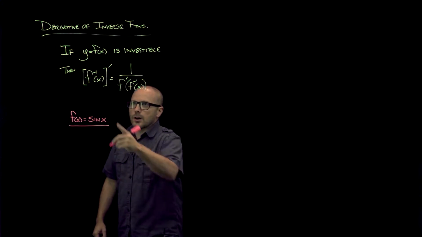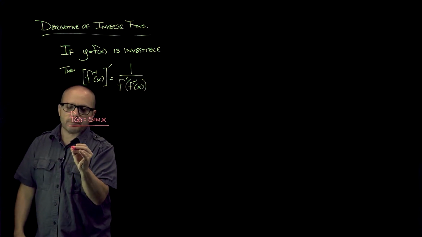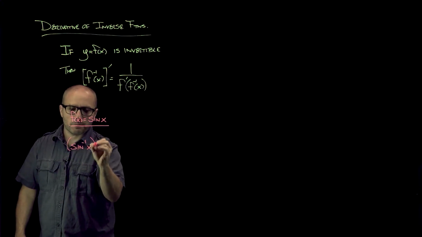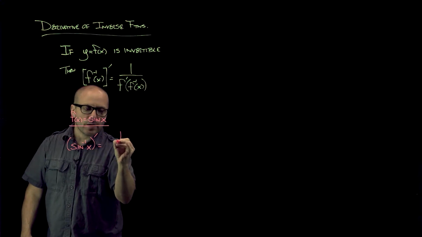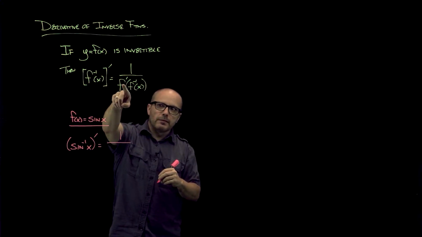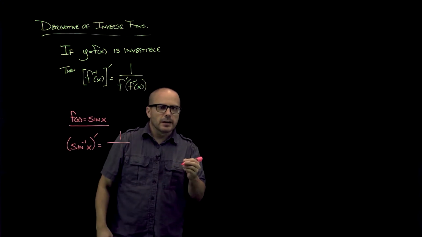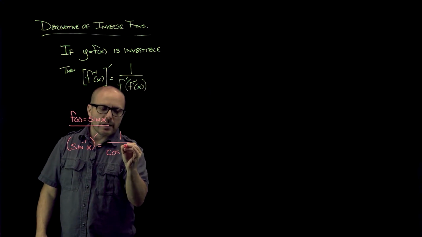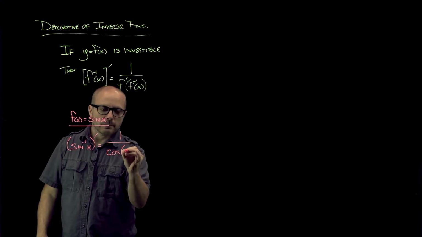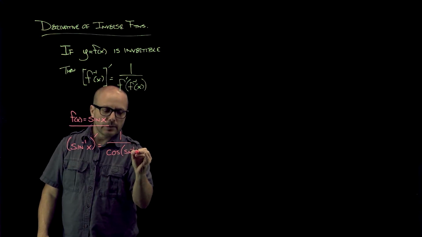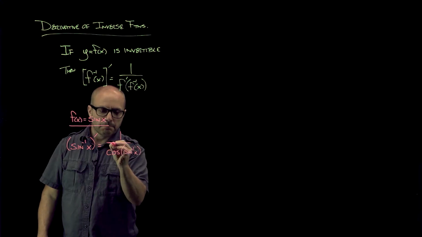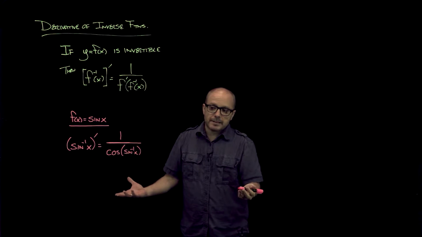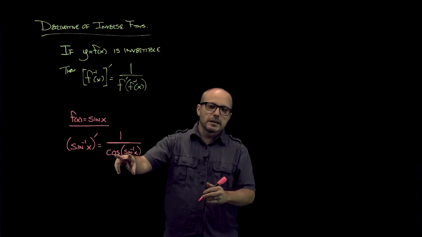Okay, so this tells us that sine inverse's derivative should be 1 over the derivative of f. So the derivative of sine is cosine, evaluated at sine inverse. All right. And technically, we could be done right there, except this does simplify.